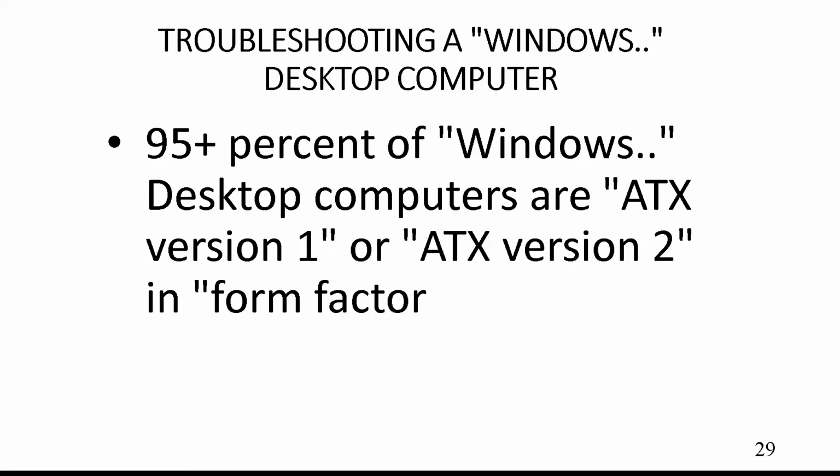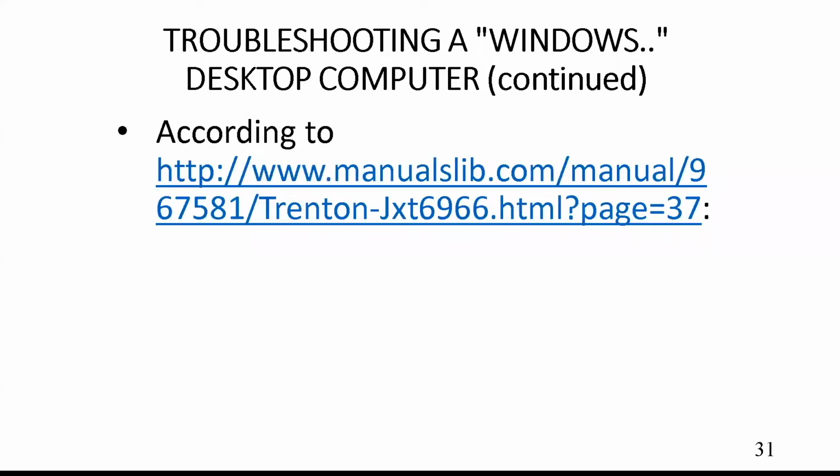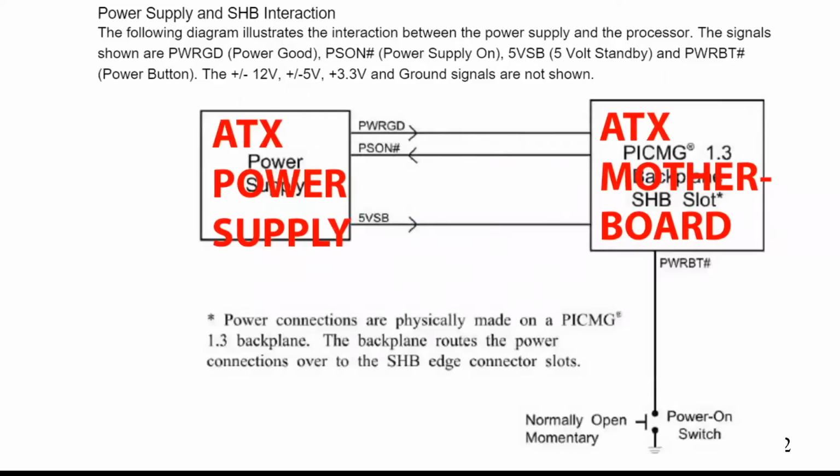Okay. Most computers, let's move on to desktop computers. Most desktop computers, 99% of them, have ATX version 1 or ATX version 2 form factor motherboards. That's the most popular form factor there is. And these motherboards are a little bit of a challenge to troubleshoot because they have an interconnection with the power supply, and the power supply is always feeding DC power into the motherboard, even when the computer is off from your perspective.